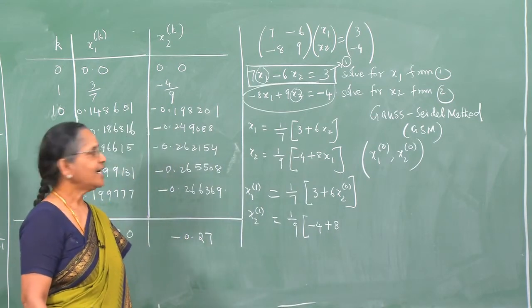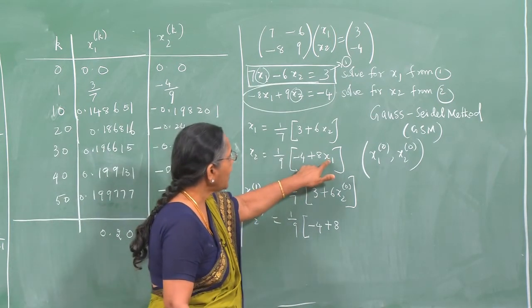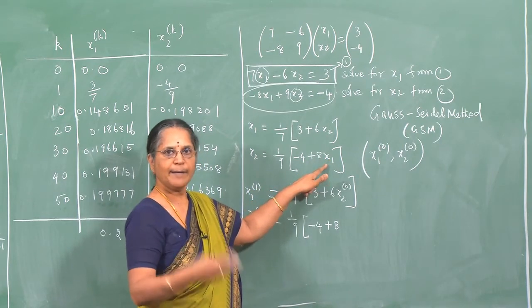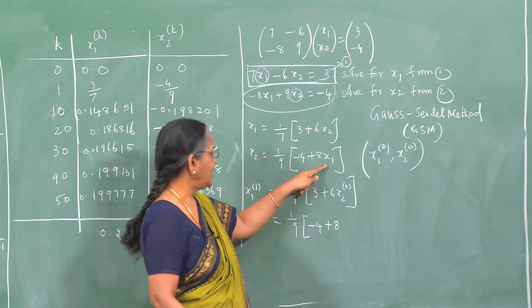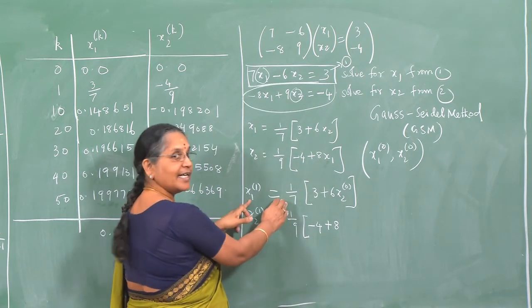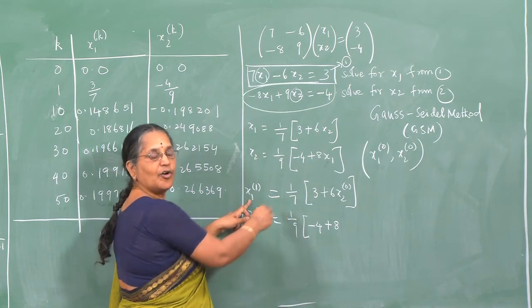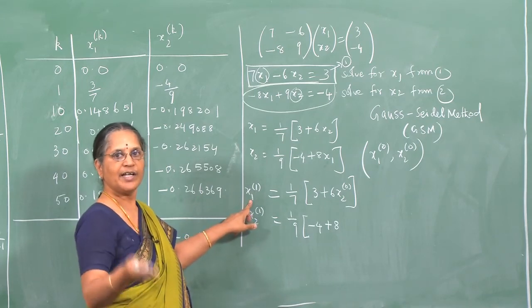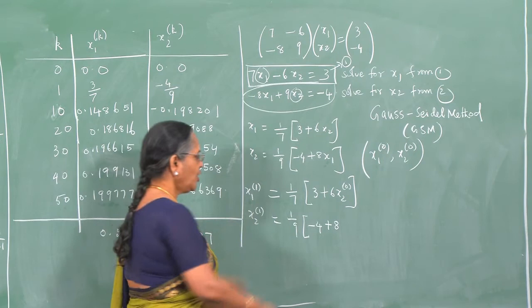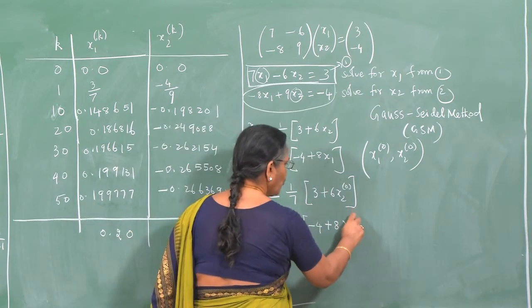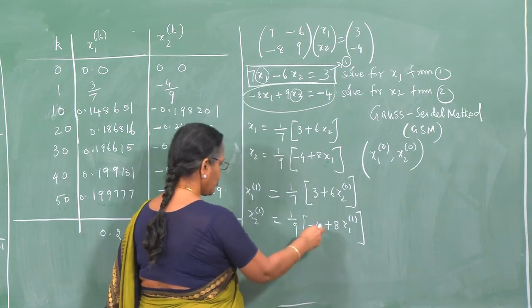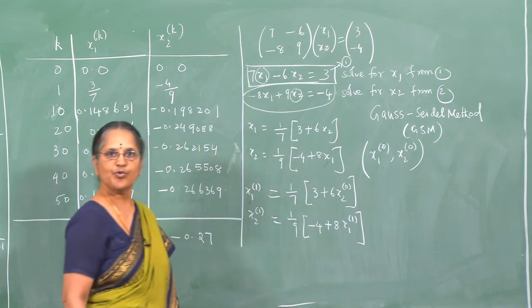At this stage, I see that I have x1 appearing here, but x1 has already been obtained at this step, namely the first equation gives me x1. So, why not use the currently available solution for x1? So, I take x1 1 for x1 here and then use that to compute the solution x2 1.